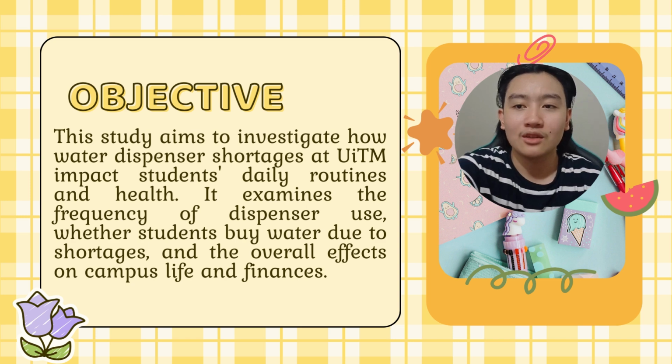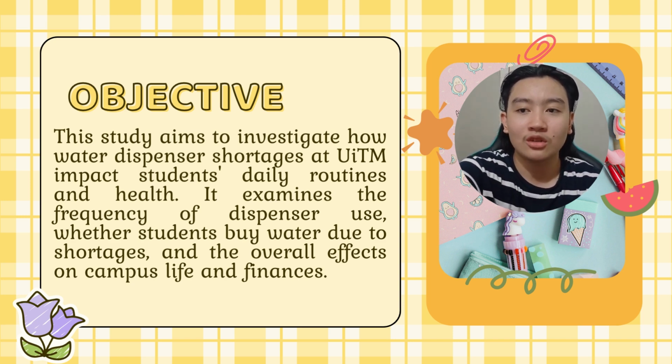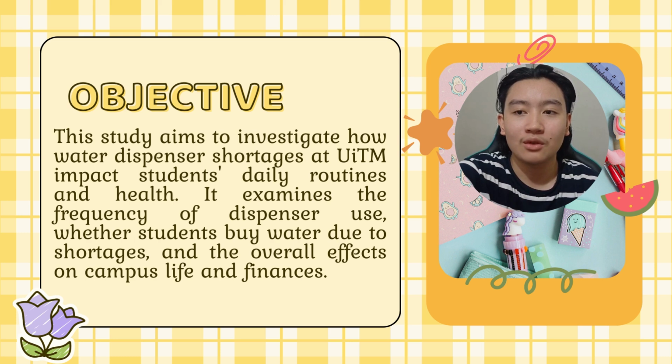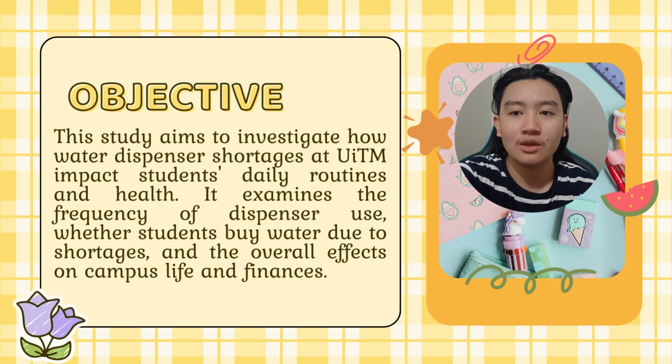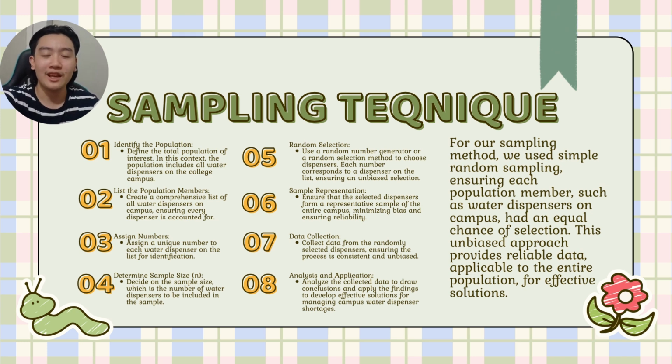So the objective is to investigate how water dispenser shortage at UiTM impacts student life routines and health. It examines the frequency of dispenser use, whether students buy water due to shortage, and the overall effect on campus life and finance. So for the sampling technique, we have 8 different techniques.